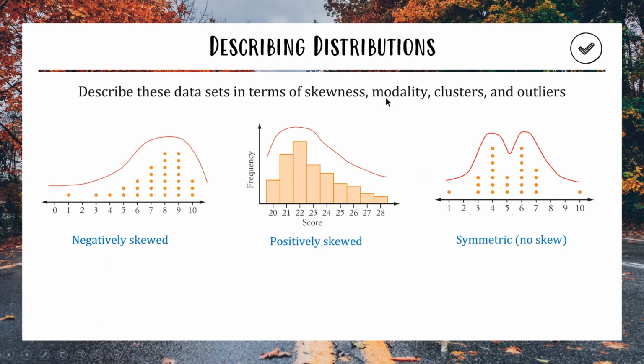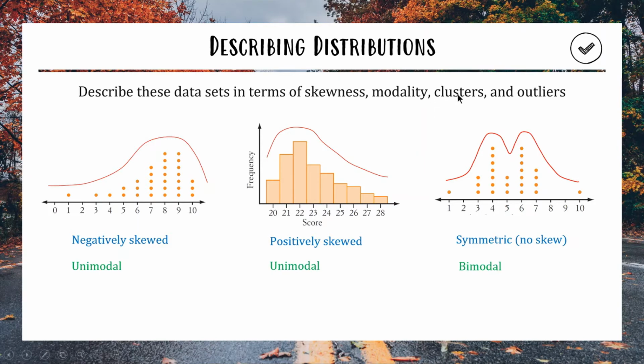Okay, the next term is modality. So modality is related to your mode, which is where your peak in frequency is. So when we're talking about the shape of a distribution, the modality is essentially how many peaks it has. So this first data set, we can see a modality of 1 because we have one peak in our data set. For the second one, once again, we have only one peak and a bit of skewness. So we have a unimodal data set, meaning one mode or one peak. And for our third one, we have two peaks. And so the way we say this is we call it bimodal, two peaks.